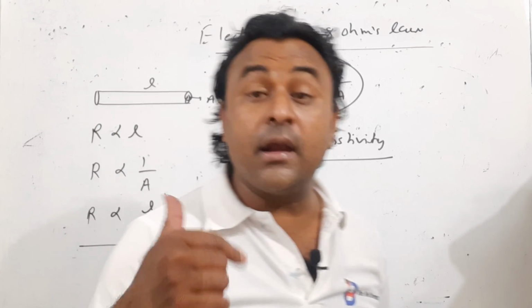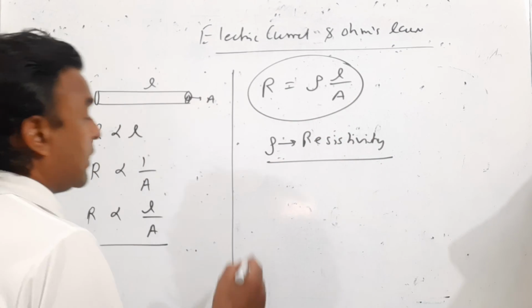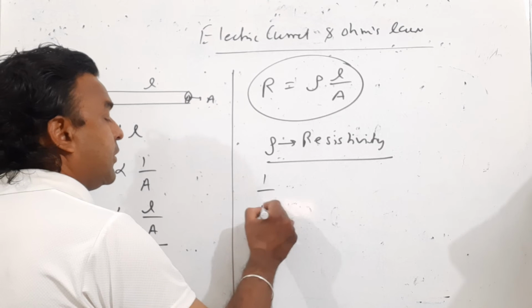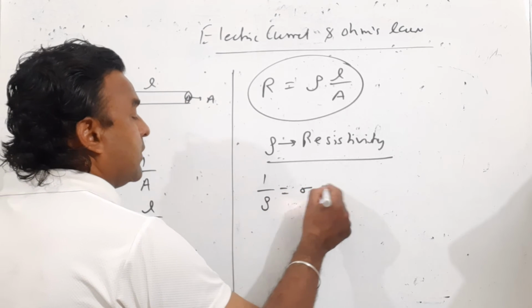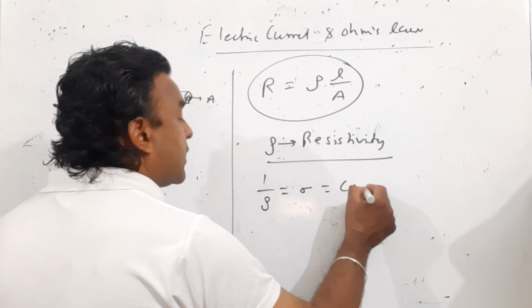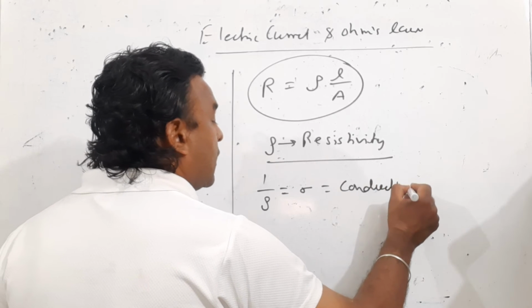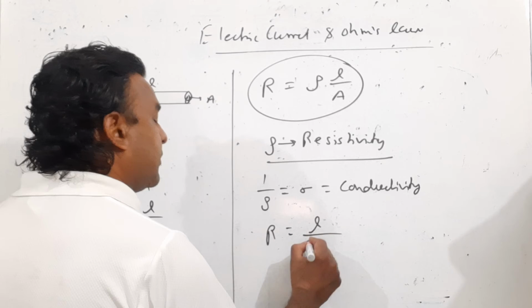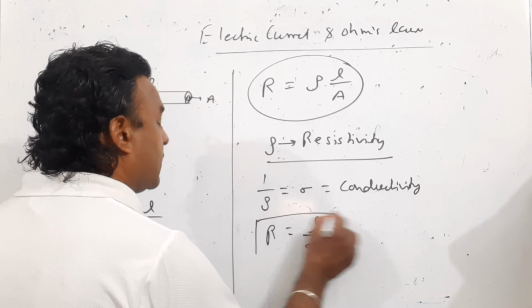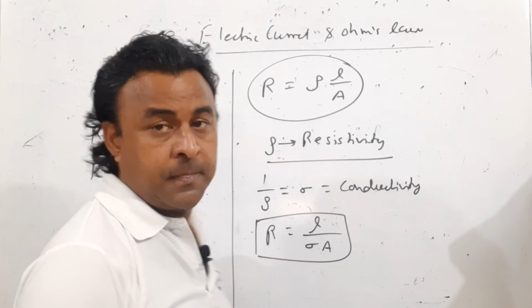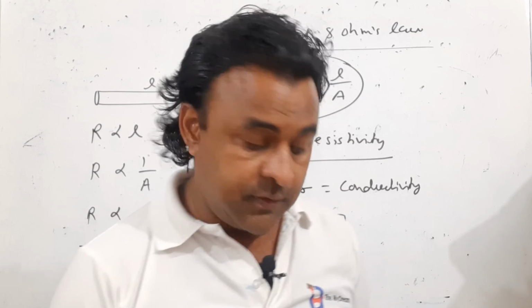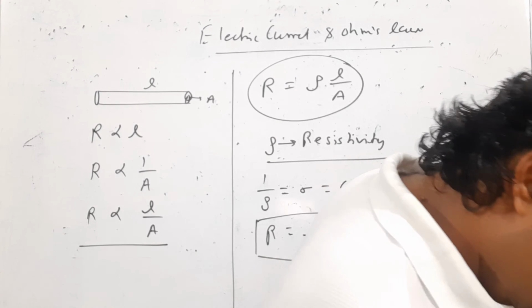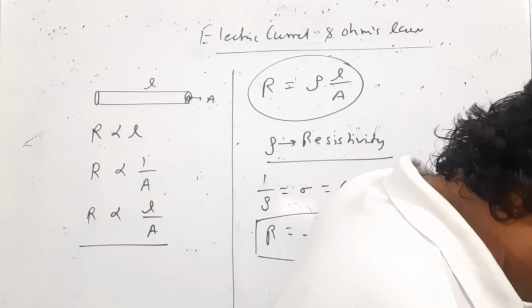Let me tell you, and again, the inverse of rho, 1 upon rho, is sigma, which is conductivity. So this formula can also be written as R equals L upon sigma A. These are just symbols. You just need to get introduced to them, and then you must get acquainted with them.